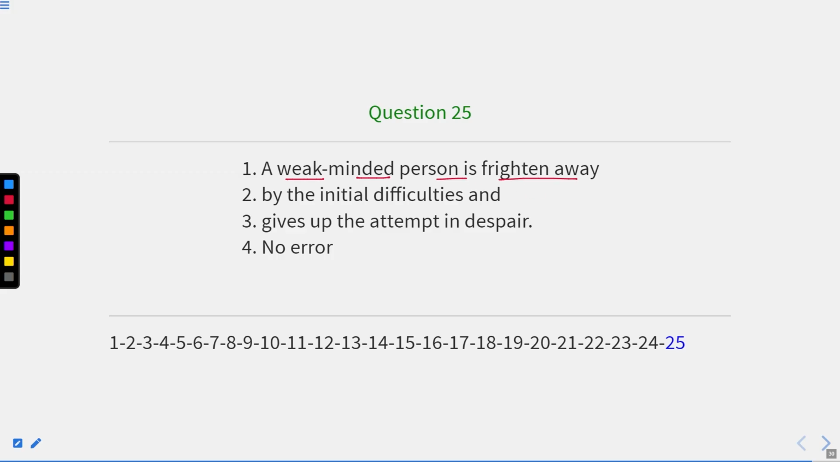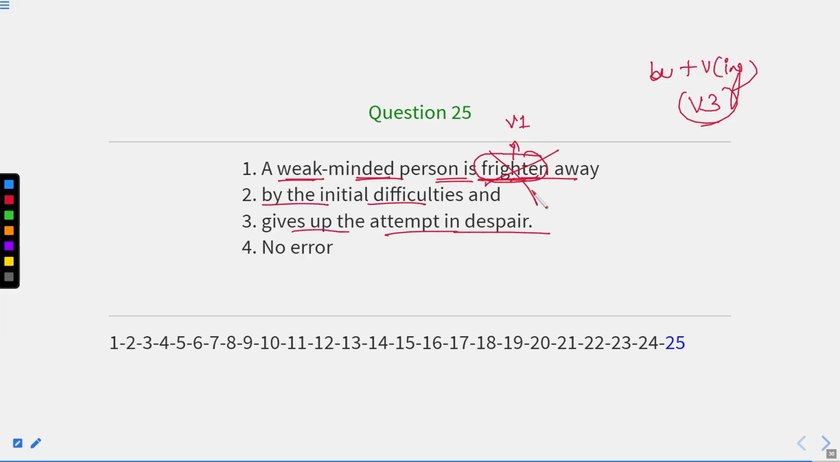A weak-minded person is frightened away by the initial difficulties and gives up the attempt in despair. Now, if you see the first part of the sentence, a weak-minded person is frightened. Is frightened means he is afraid of something. A weak-minded person is frightened, and frightened is not the verb third form. Okay, this is the verb first form. Okay, now is frightened. After the be form, we can either have the verb with ing or the verb third form, but we cannot have any other form. So it is confirmed from this part that this sentence is incorrect, or the first part of the sentence contains the error.